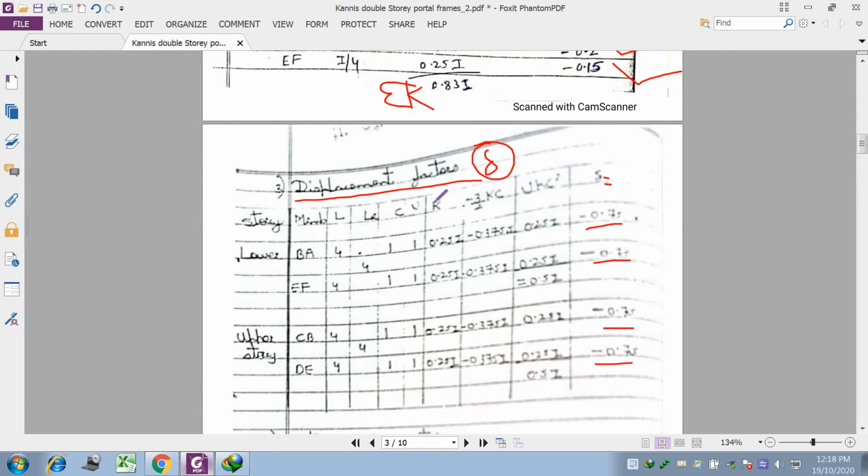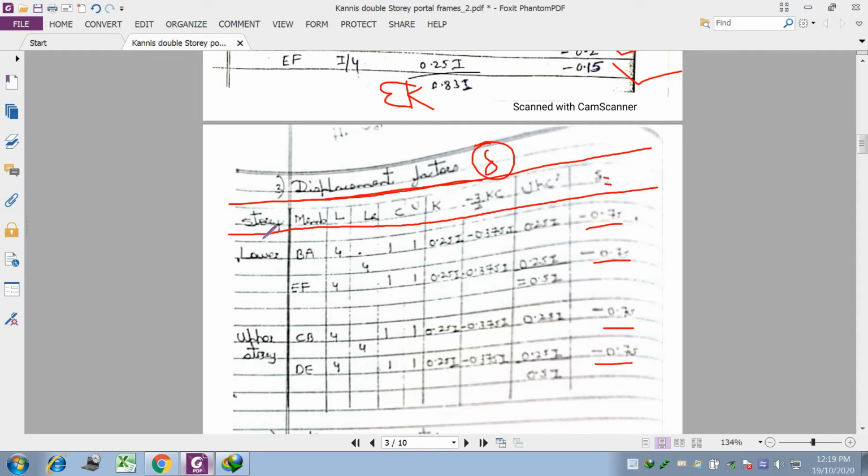Next is the calculation of displacement factor. All the things are the same as we have already solved for this type of numerical in our last lectures also, but the only difference is that in step number 1 there are two stories, so we have to consider or mark the story levels. So story number 1 is the lower story and then the upper story.